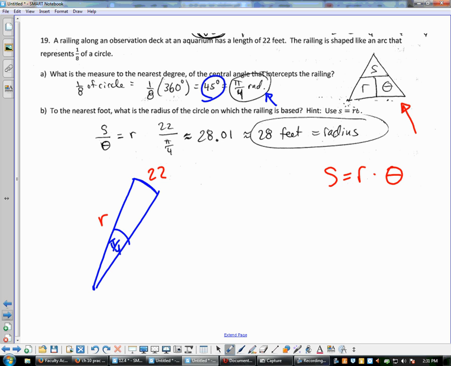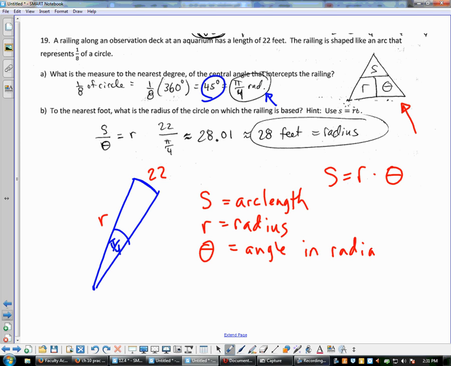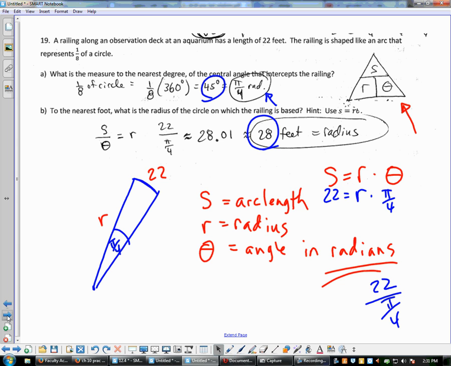And so that means we would want to plug in S, which represents arc length. R represents radius, and theta is the angle measure in radians. It must be in radians, very important. So I'm going to plug in what I know. I know this is 22. I don't know R, and I know that theta in radians is pi over 4. So to solve for R, I'm just going to take 22 and divide by pi over 4, and on my calculator, that turns out to be just about 28 feet. So that is the radius right there.